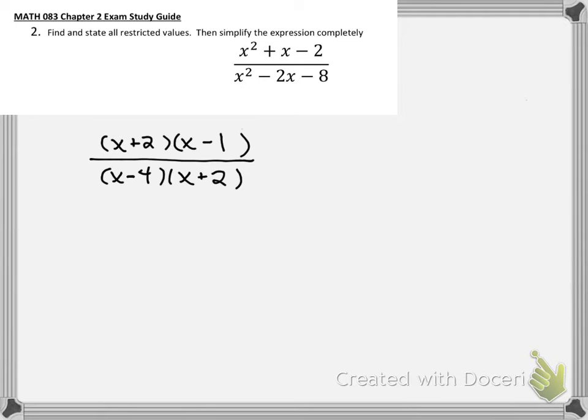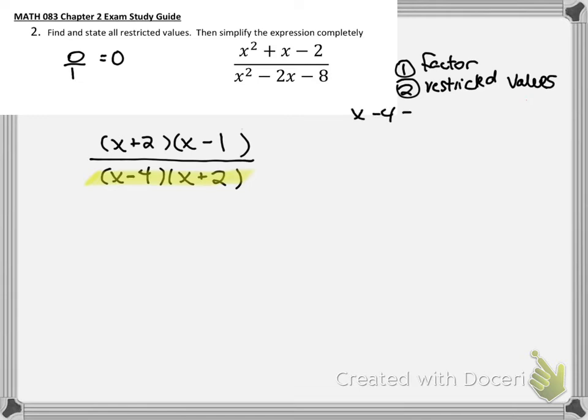At this point, you might be tempted to cancel things out, but there's a step that we have to take first. We factor everything, and before we start canceling things out, we have to identify our restricted values. And remember, just like from problem number 1, the restricted values only come from the denominator. They don't come from the numerator. I can have 0 over 1 because that's just equal to 0. It's okay if the numerator equals 0. It's only a problem if the denominator is equal to 0.